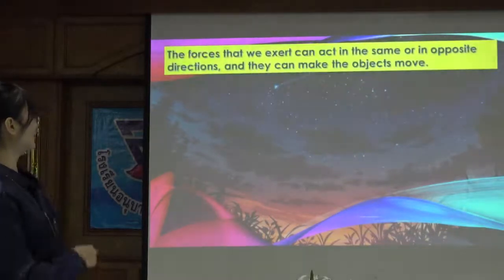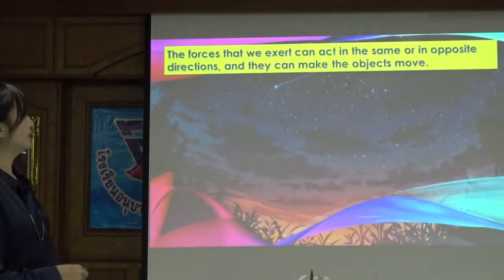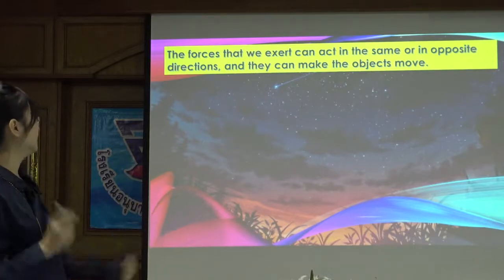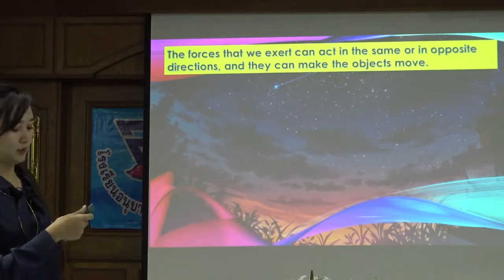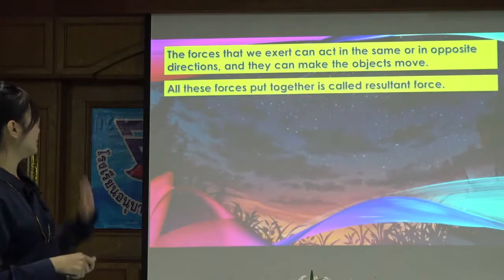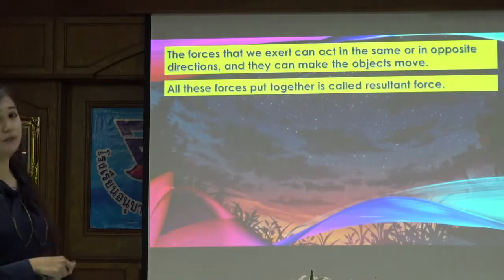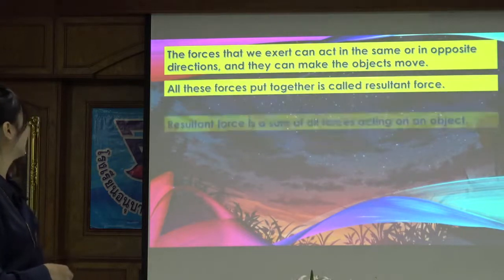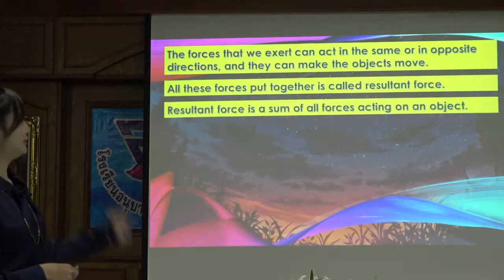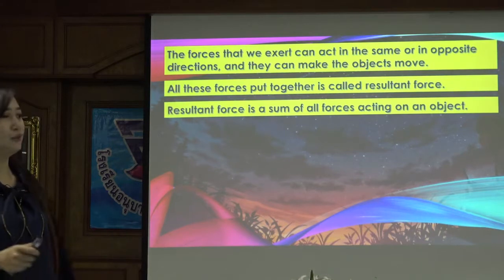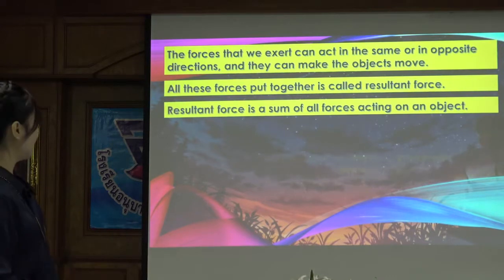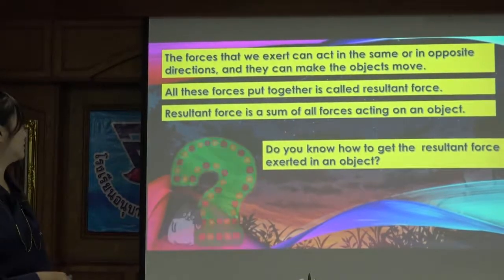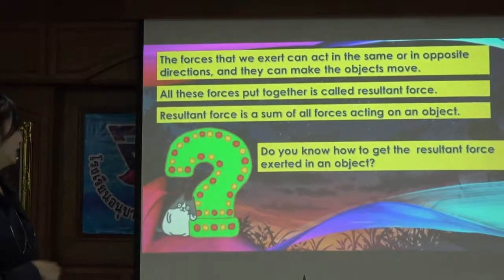So the forces that we exert can act in the same or opposite directions, and they can make the objects move. All these forces put together is called resultant force. Again, resultant force is the sum of all the forces acting on an object. So do you know how to get the resultant force exerted on an object? Let's see.